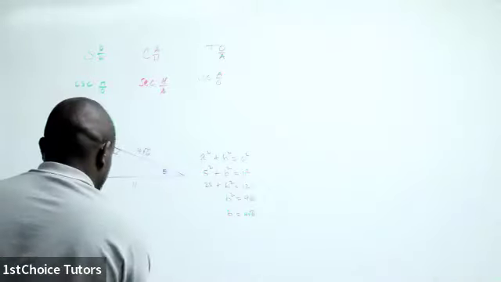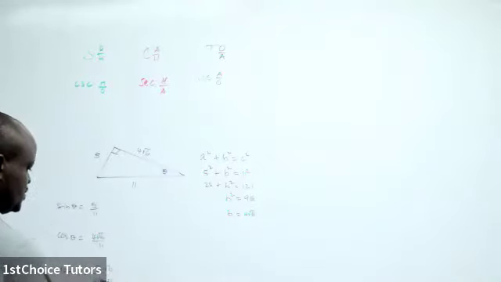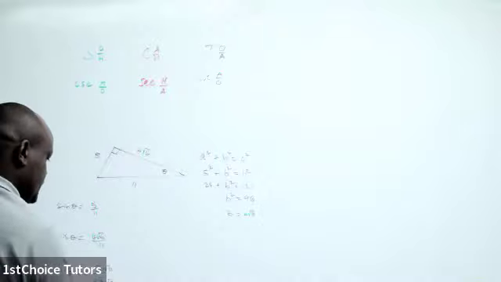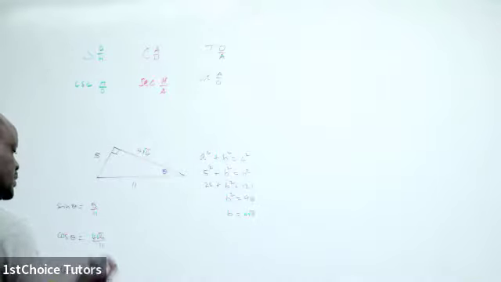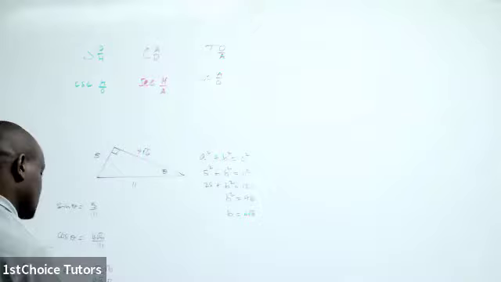So what happens to these? It becomes 6, and then times the 4 that's already out there. 24. So the tangent theta is 5 root 6 over 24.